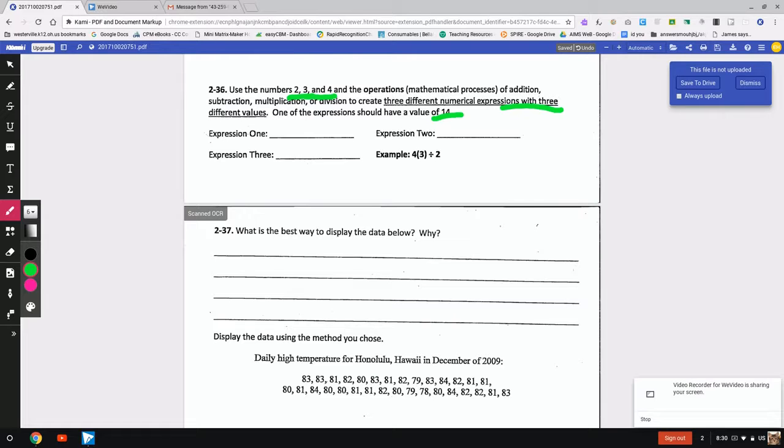So look, for example, they did 4 times 3 divided by 2. So 4 times 3 is 12 divided by 2. This answer is 6. So similar to this one, you can use, again, multiplication, division, addition, subtraction. For one of them, you have to get a value of 14. So I'll do one random one here. Let's just do 2 times 3 minus 4. So 2 times 3 is 6. 6 minus 4 is 2. So you can use that one if you want. Go ahead, and if you're stuck, again, you're just using those 3 numbers.